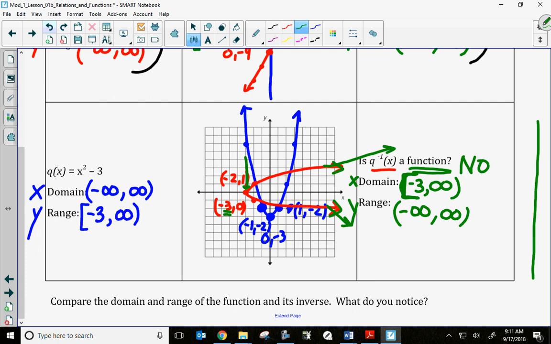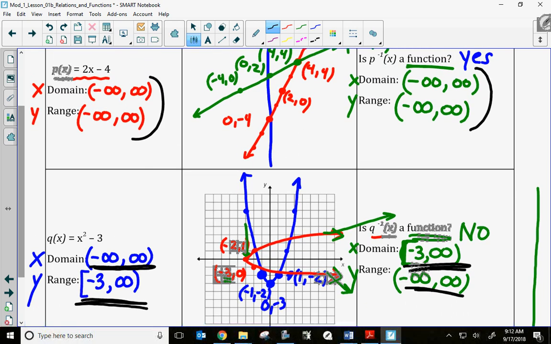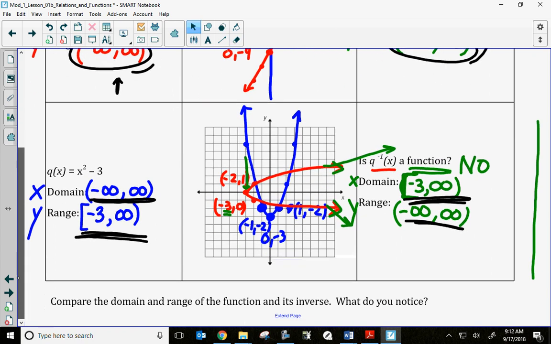Hey, that's interesting. Look at my domain for my original function. That's my range for the inverse. Look at my range for the original function. That becomes the domain of my inverse. But the first one, they were the same, weren't they? Yes, that's because domain and range were the same. Technically, my domain did become my range, and my range did become my domain. It didn't look like that because my domain and range were the same. If you're confused, let's say this was the number 3 and this was the number 3. If I flip them, it's still 3 and 3. They look the same. But as we did our second one here, we noticed they flip.